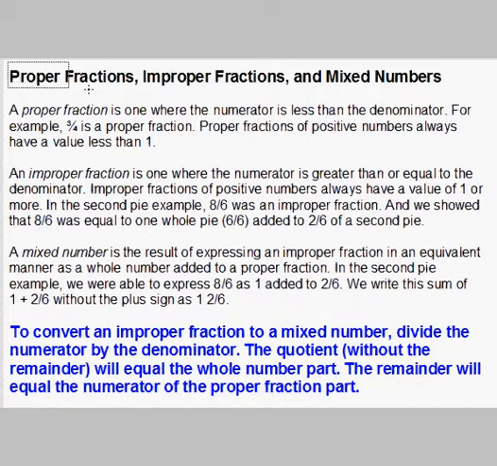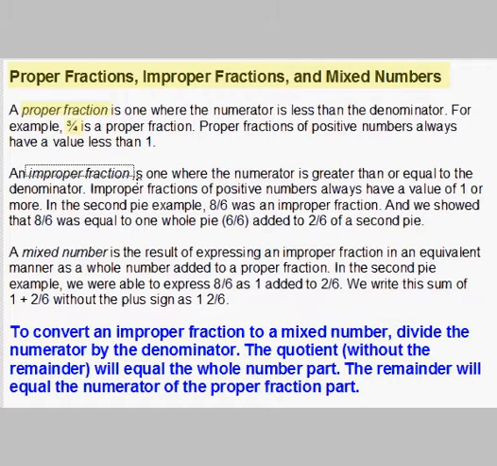Now we're going to look at different types of fractions: proper fractions, improper fractions, and mixed numbers. A proper fraction is one where the numerator is less than the denominator. For example, 3/4 is a proper fraction. Proper fractions of positive numbers always have a value less than 1. An improper fraction is one where the numerator is greater than or equal to the denominator.